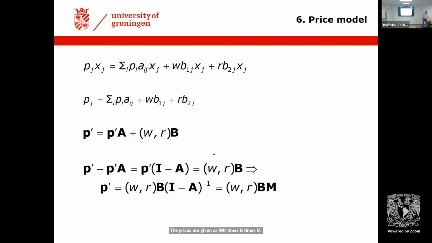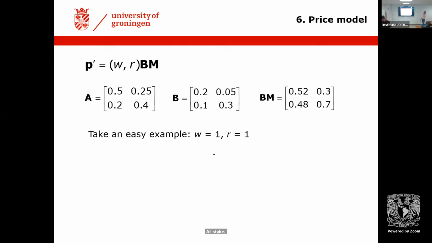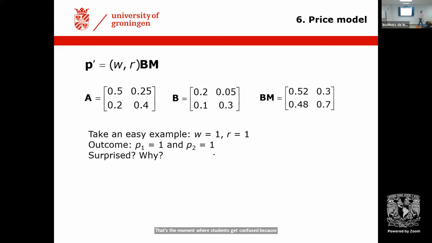Now let's take an example. This is an example that is usually pretty confusing for my own students. I tell them, well, let's take an easy example. Let's take W and R equal to 1. Then you run the calculation here, and you see 1 times PM, 1. That's the moment where students get confused, because the outcome is that the prices are 1 and 1.